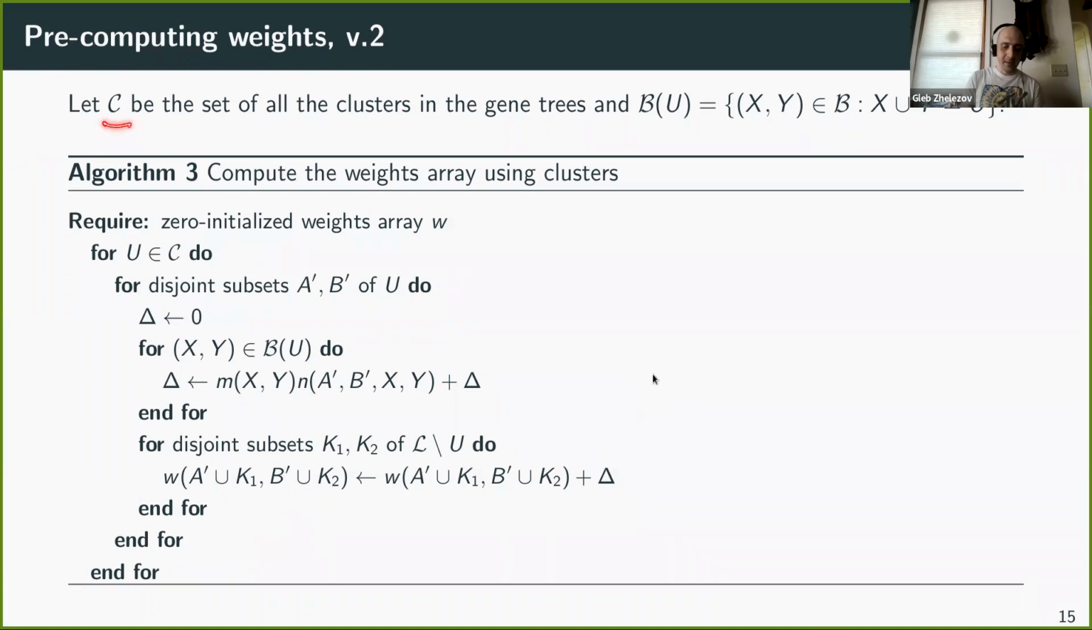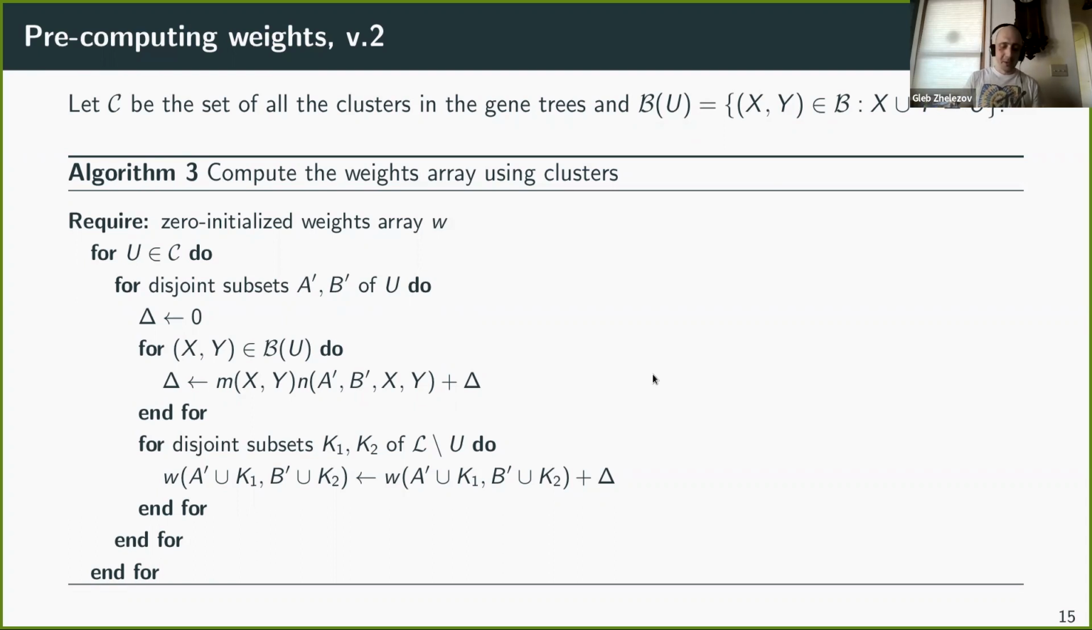So you let C be the set of all the clusters in the gene trees, and you let curly B be all the subtree bipartitions in the gene trees whose union is equal to U. So, all the ways that you can write U as a union of the subtree bipartitions in your data. You can pre-compute this pretty easily. And then you have this algorithm, which I will soon show you is a little bit faster.